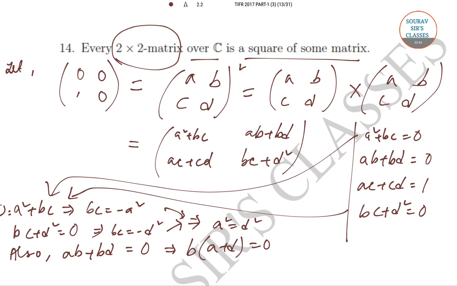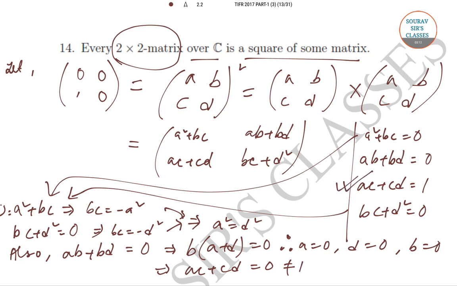Now when we use all these conditions, we'll find out that A is equal to 0, D is equal to 0, and B is also equal to 0. So in that case, the term AC plus CD is equal to 0 and not equal to 1, as we have found out here. In that case, we can see that the entire structural assumption that we have made is false. So the answer to this question is false.